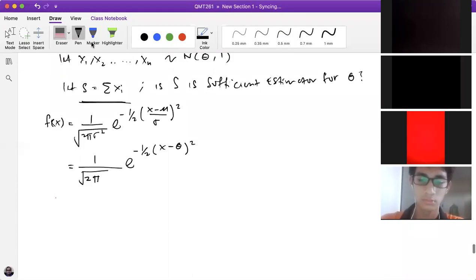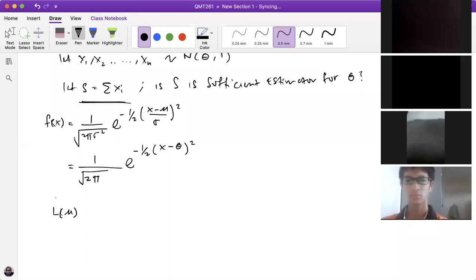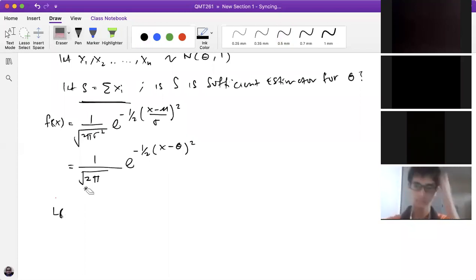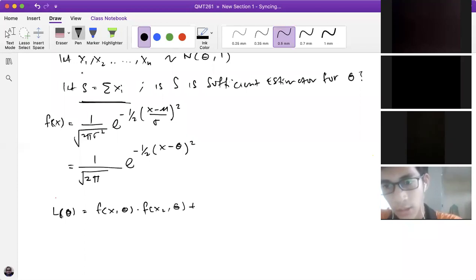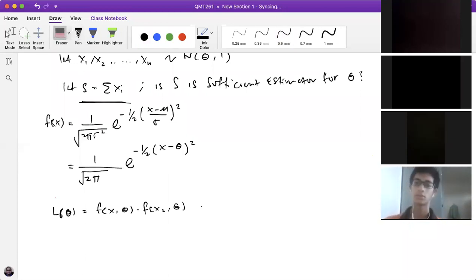Right. So next, we need to find the likelihood function of theta, right? So you only have theta. So it becomes f of x1 given theta, multiplied with f of x2 given theta, not plus, multiply, until f of xn given theta, right?